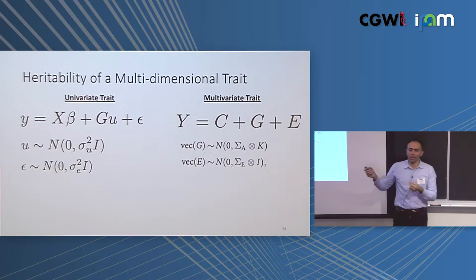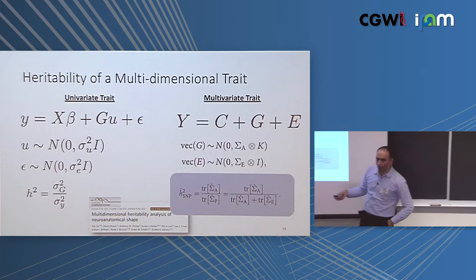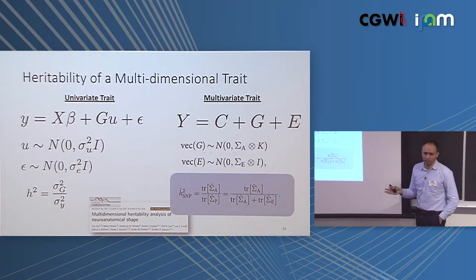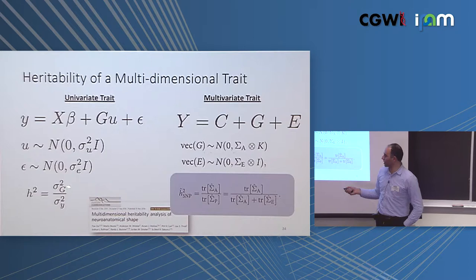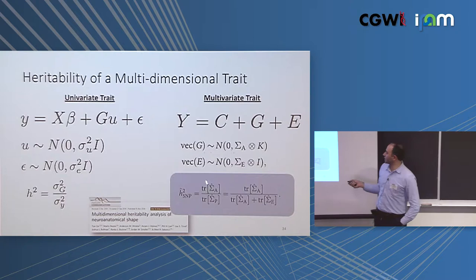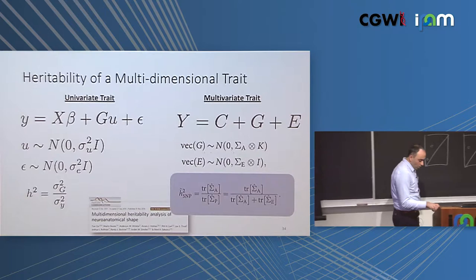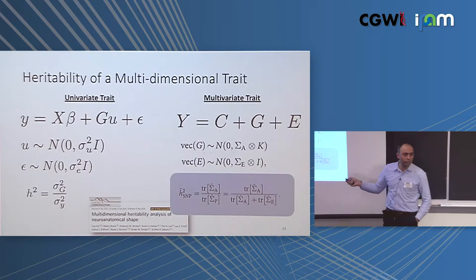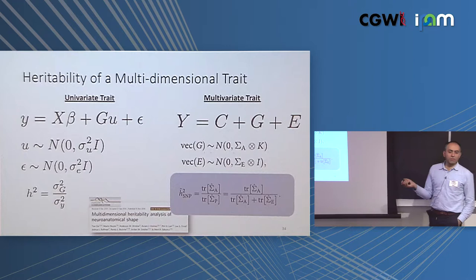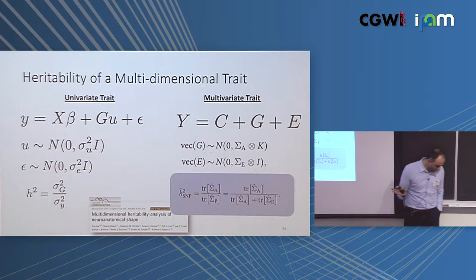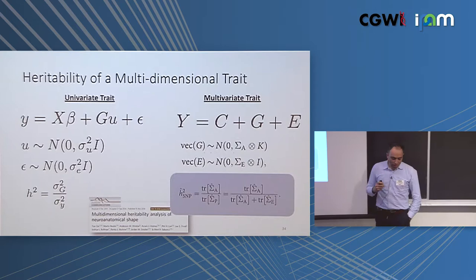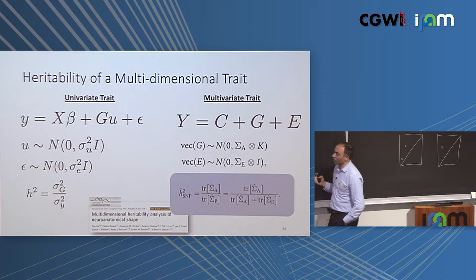And they come up with a notion of heritability that doesn't have to be the only notion of heritability. You can come up with your own. But their notion of heritability was the ratio of the trace of the genetic effect versus the phenotype. That's it. You don't have to use this trace. You can use any function of sigma A and sigma P as long as it's between 0 and 1, and as long as you can come up with a closed form way to compute the standard error for the heritability, you are fine.